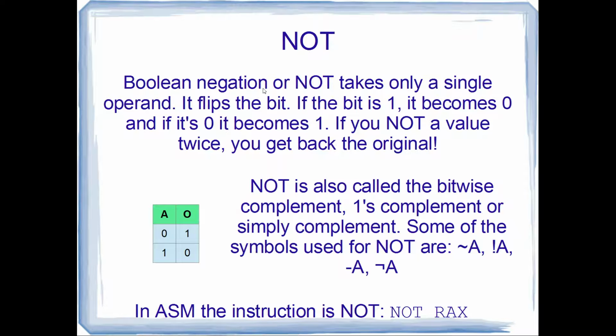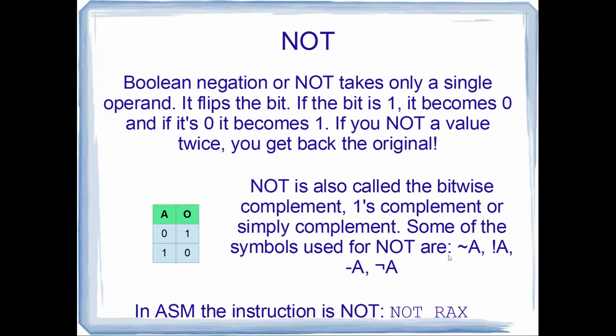Okay, moving along. Now we've got NOT. NOT is the only one of these instructions that takes a single operand instead of two. And it's really, really easy. All that it does is flip the bit. So if the bit is 1, it becomes a 0 in the answer. If the bit is 0, it becomes a 1. It's as simple as that, really. And if you NOT a value twice, you get back the original, which is pretty good. So NOT of 0 gives you 1, and then if you NOT that 1 again, you get 0. Good stuff.